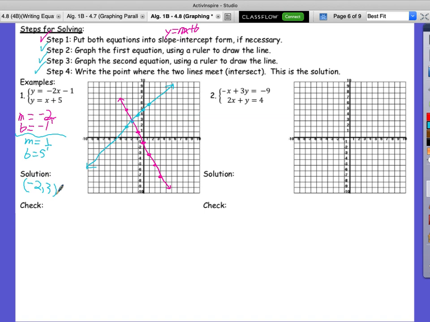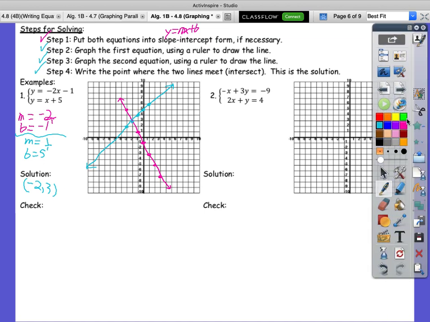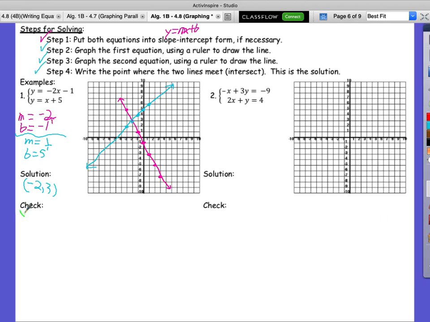Okay? Hey, you guys remember how before we plugged things in to see if they work for these equations? Okay, we can check this the same way. See how it says check? What that means is I'm going to take each equation. I'm going to start off with the first one. Y equals -2x minus 1. And I'm going to plug in -2, comma 3. So where's the -2 going to go? The x. So where's the 3 going to go? Y. So we have 3 equals -2 times -2 minus 1.